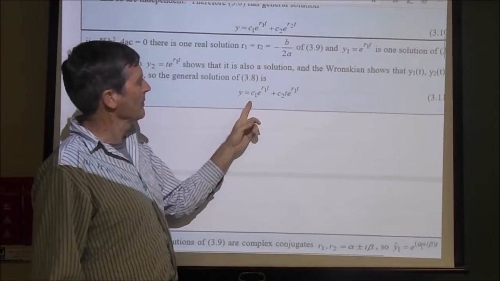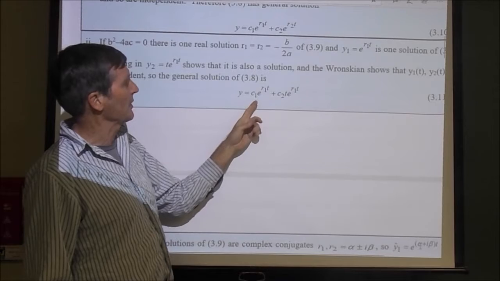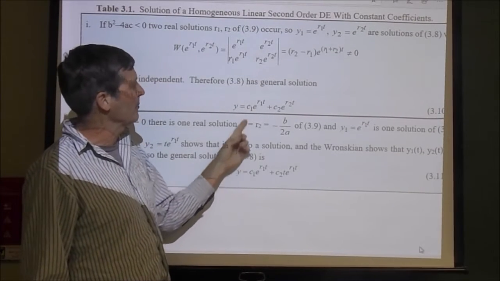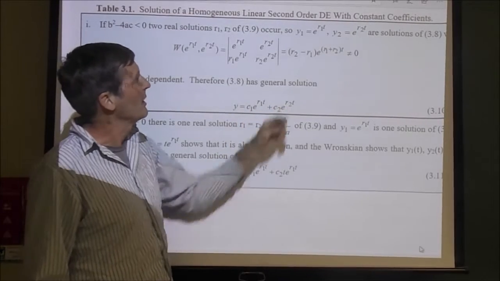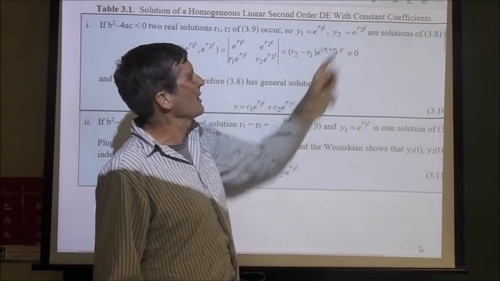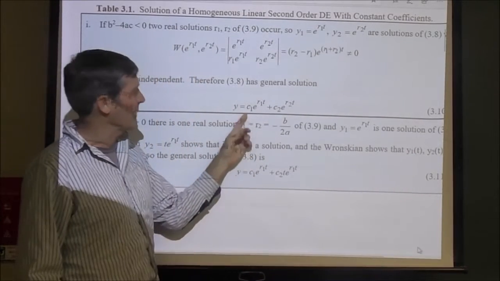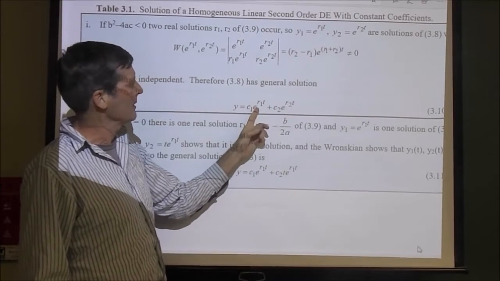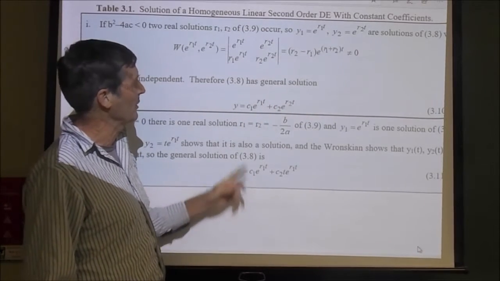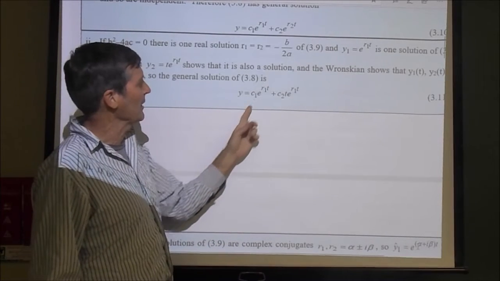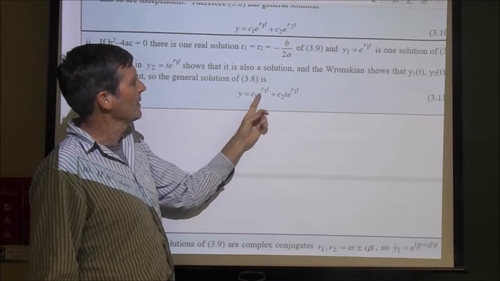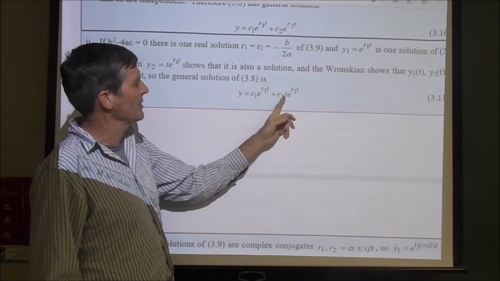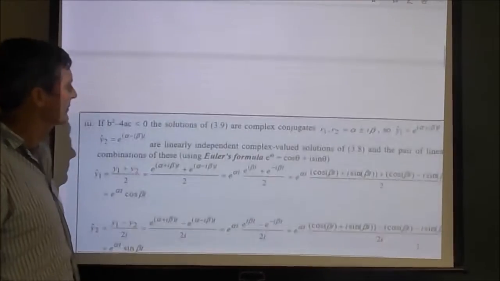And so, remember from last time, the general solution of the differential equation, given two independent solutions, is an arbitrary multiple of one plus an arbitrary multiple of the other. So when R1 and R2 are distinct solutions of the characteristic equation, this is the general solution, C1 e to the R1t plus C2 e to the R2t, because those are independent solutions. And when R1 equals R2, you have to do it differently. You have these two independent solutions, e to the R1t and t e to the R1t, and you take C1 times one plus C2 times the other.